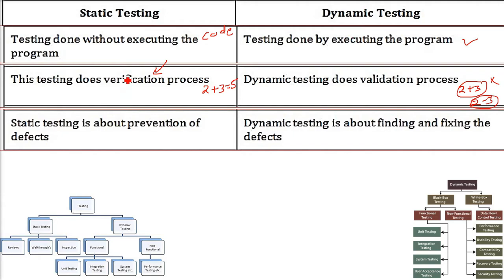So static testing is about prevention of defects. What we do here is we review, we walk through, we inspect. And dynamic testing is all about why we are doing it: we need to find the bugs, the problems. And when the problems come, we need to fix them. That is, debugging has to be done. So static testing is about prevention of defects. It is a preventive kind of approach, so a quality assurance aspect. And dynamic testing is a quality control kind of aspect.